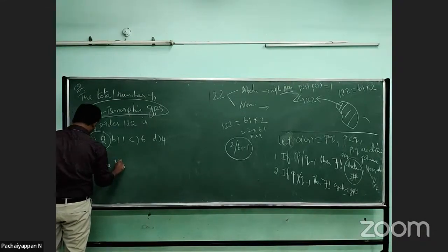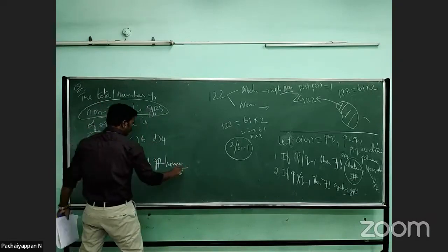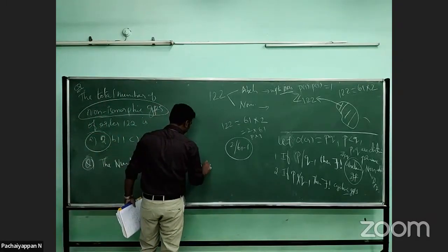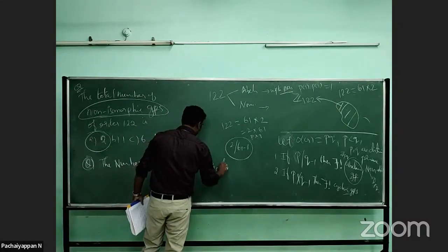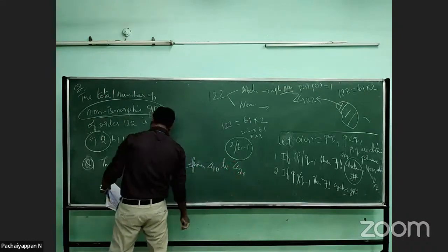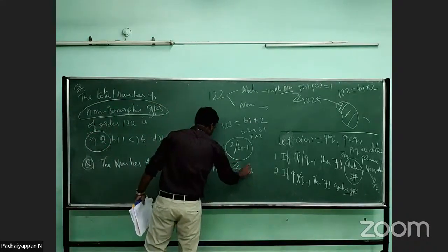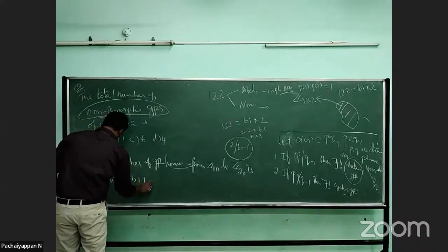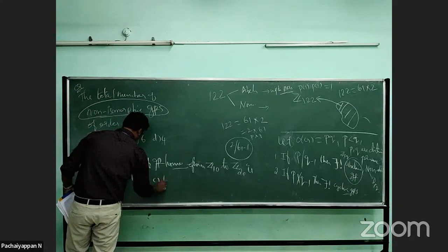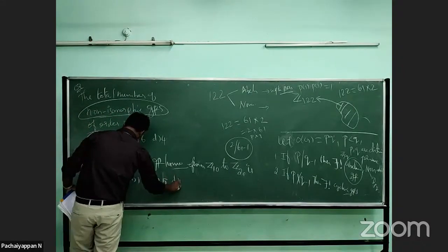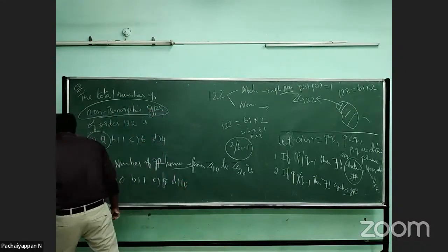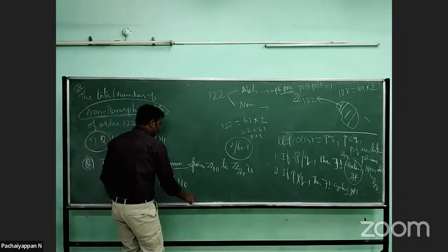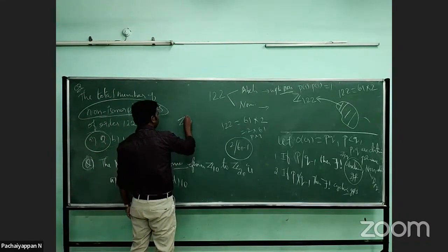The number of group homomorphisms from Z10 to Z20 is: 0, 1, 5, 10. So I would like to give the general theorem.